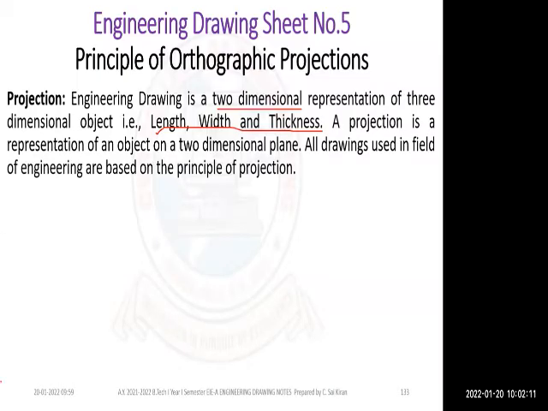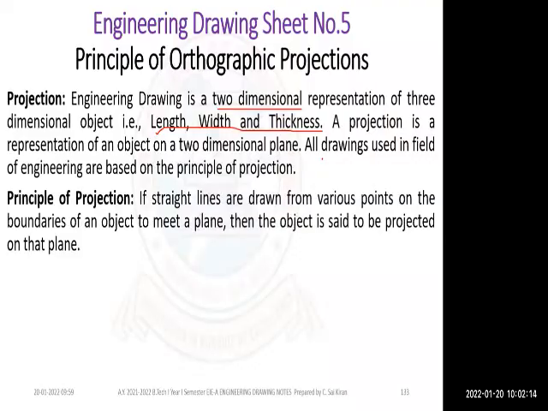This orthographic projection is based on the principle of projection. What is the principle I explained earlier? Straight lines are drawn from the various points of the object. Suppose I have a triangle ABC. This ABC will be projected on the other side. I need to have a plane at the back side, like the projector sheet in your class. On the projector sheet, whatever the shape is, the shape will be projected.